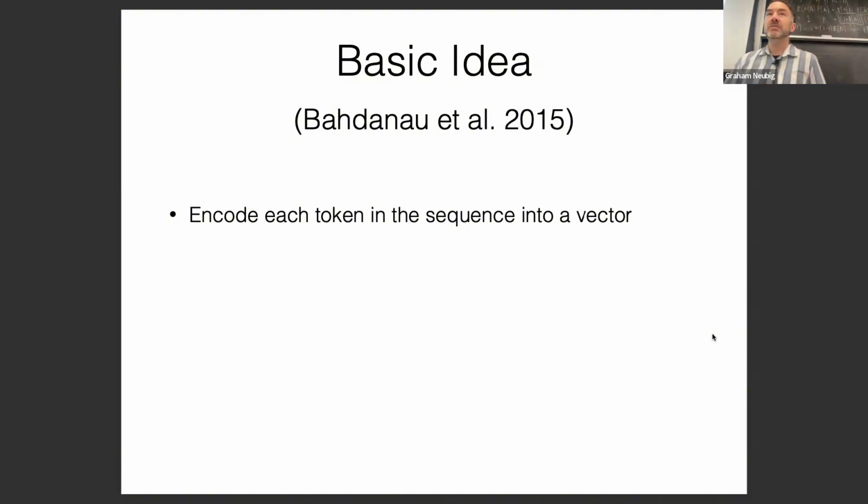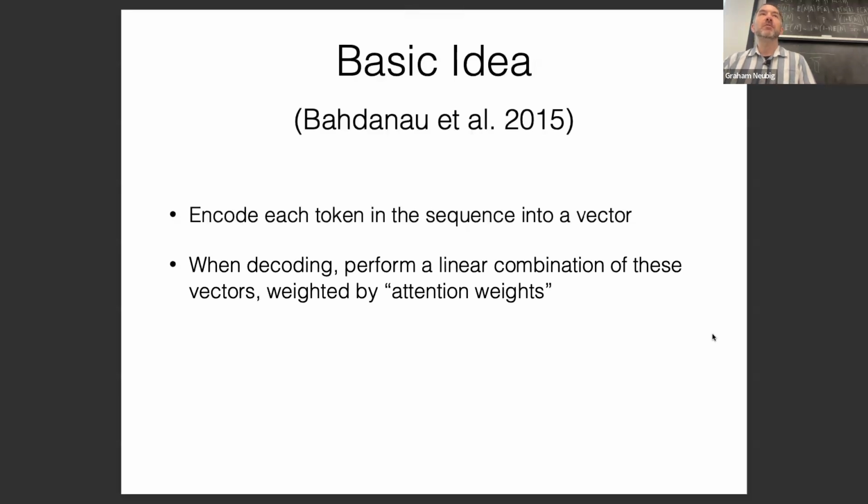And so the basic idea behind attention is that we want to encode each token in the sequence in a vector. And then when generating the next output, perform a linear combination of these vectors weighted by attention weights. The basic idea behind this is that because you're encoding each token as a single vector, each token has approximately the same amount of information, especially if you're doing subword segmentation, like you have longer tokens and shorter tokens, but they end up corresponding to a single coherent piece of information.